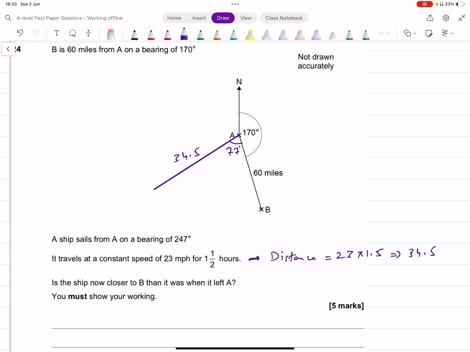And now what we're looking for is this point, wherever that is. Let's say the ship is here now. Is the ship now closer to B than it was when it left A? Now, is the distance from S to B smaller or the distance from A to B smaller? That is what we want to find out. We already know the distance from A to B is 60 miles. What about the distance from S to B? Can we figure this out somehow? We know this length, we know this length, we know the angle between them, we know the included angle.